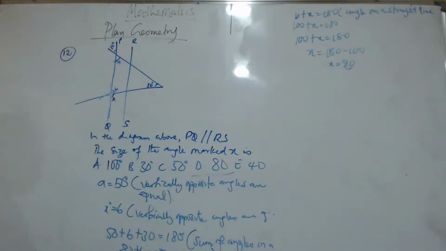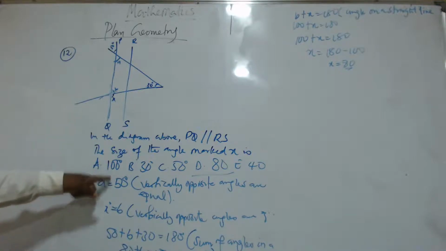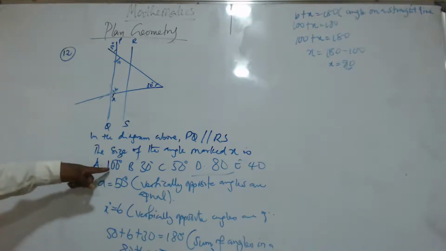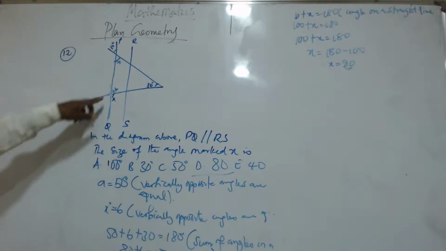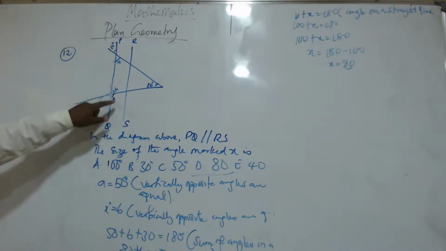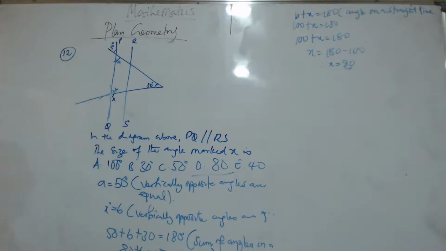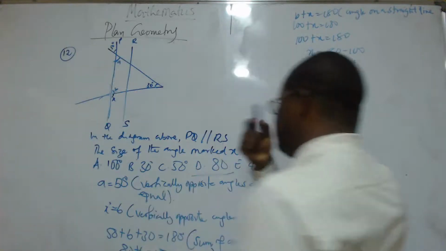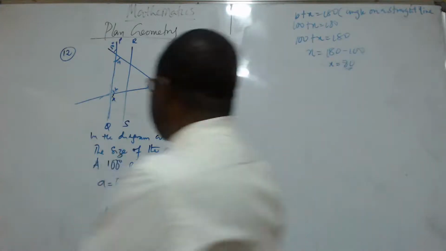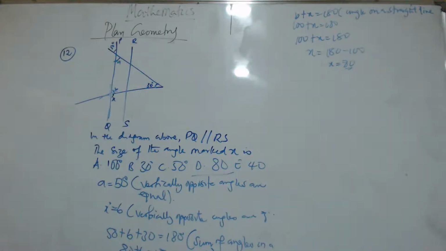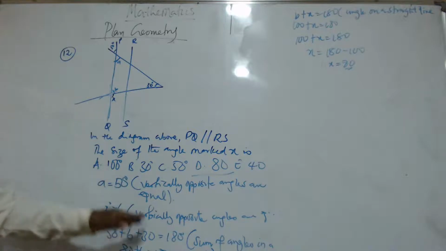D. JAMB can be very tricky. They know students will solve to that point and think, wow, 100 is there, choose this. Your answer is wrong. The question does not say find B. The question is find X, and that is the correct answer, 80.